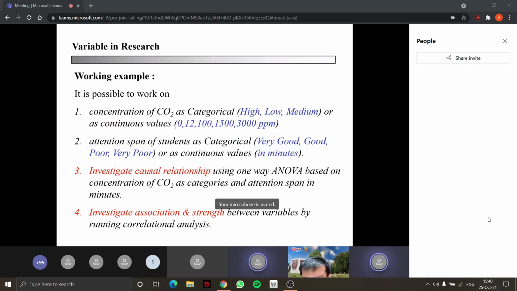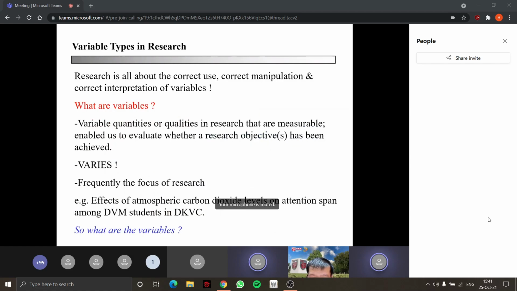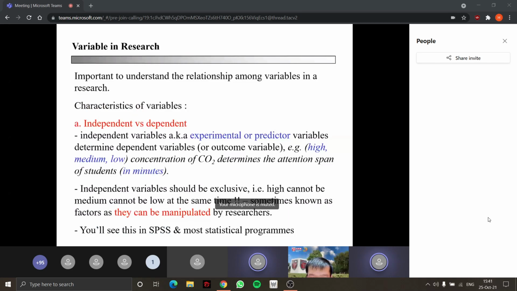Next will be the working example. Okay, working example. So these parameters themselves, this is actually an extension of the effects of atmospheric carbon dioxide levels on attention span among DVM students in DKVC. So you can actually work on these combinations of parameters.